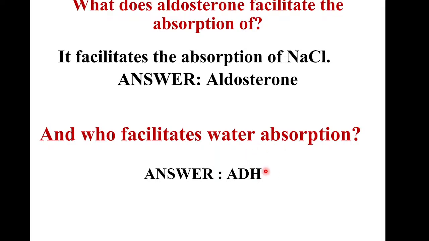Now consider a condition like diabetes insipidus. In diabetes insipidus, what happens if there is an ADH deficiency? In this condition, ADH is not able to reabsorb the water, leading to a condition known as diuresis. This is why ADH is essential for water absorption. So this is the important role played by these hormones in the kidney.